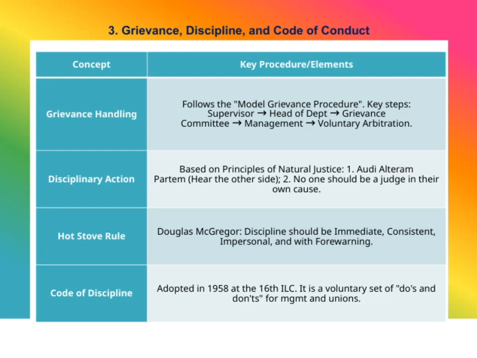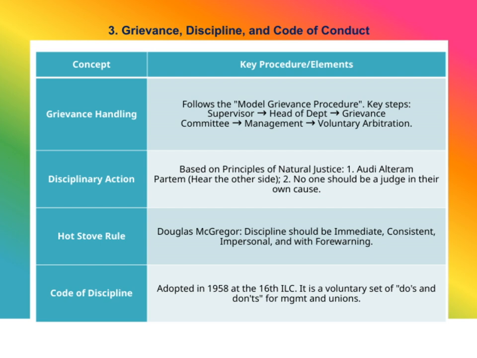Now let's look at the key aspects of grievance, discipline, and the code of conduct. Starting with grievance handling, it follows what we call the model grievance procedure. This means that when a grievance arises, it typically progresses through several steps. First, the supervisor listens and tries to resolve the issue. If needed, it moves up to the head of department, then to the grievance committee, next to management, and finally, if all else fails, to voluntary arbitration. The idea here is to ensure a fair and transparent process for resolving disputes.